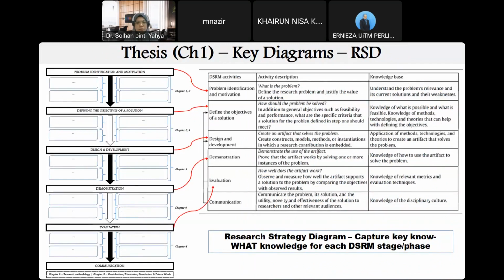Okay. Dalam seterusnya, I introduce as well the student nak adopt design sciences punya thesis ini. Another diagram I call it research strategy diagram. Ini pun diagram yang boleh digunakan dalam chapter 1. Okay, we organize according to the design science research by Peffer punya phases, and then dalam situ ada kotak-kotak. Okay, kotak-kotak itu apa benda knowledge, capture key knowledge, know what knowledge for each DSRM stage strategy.